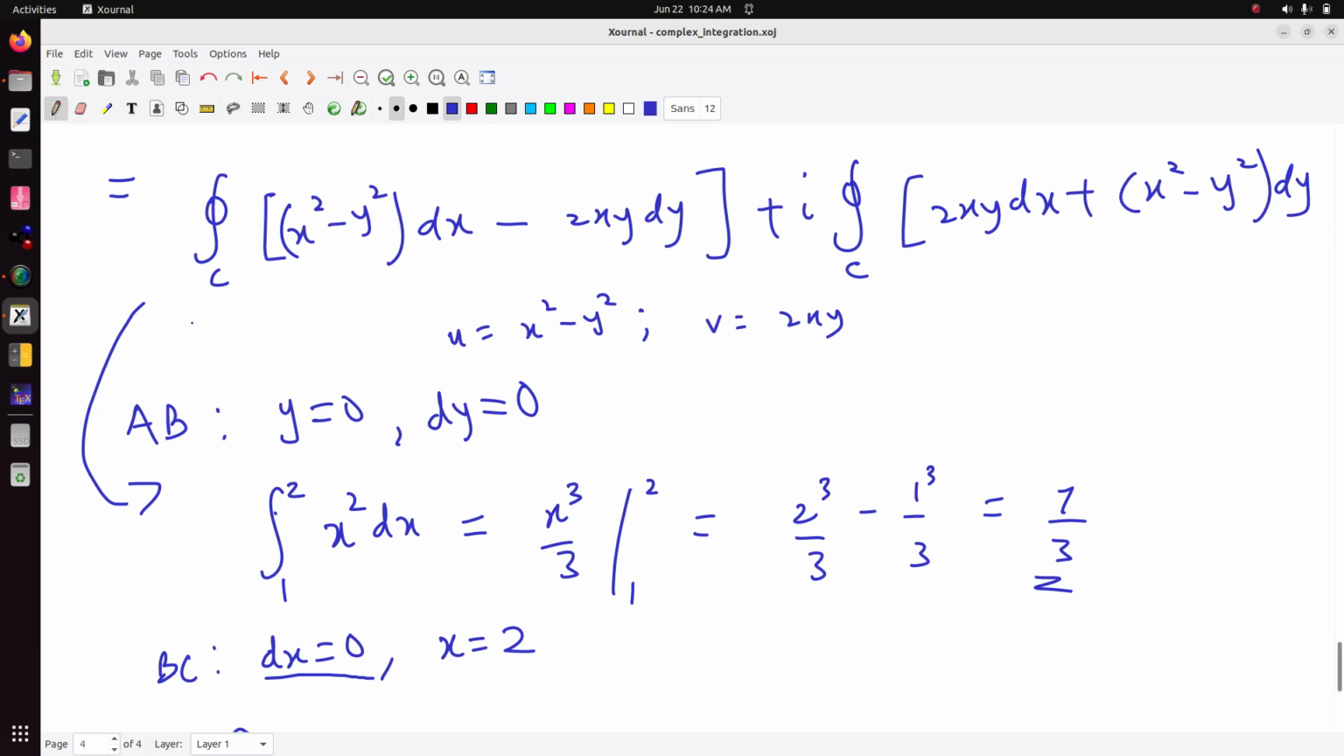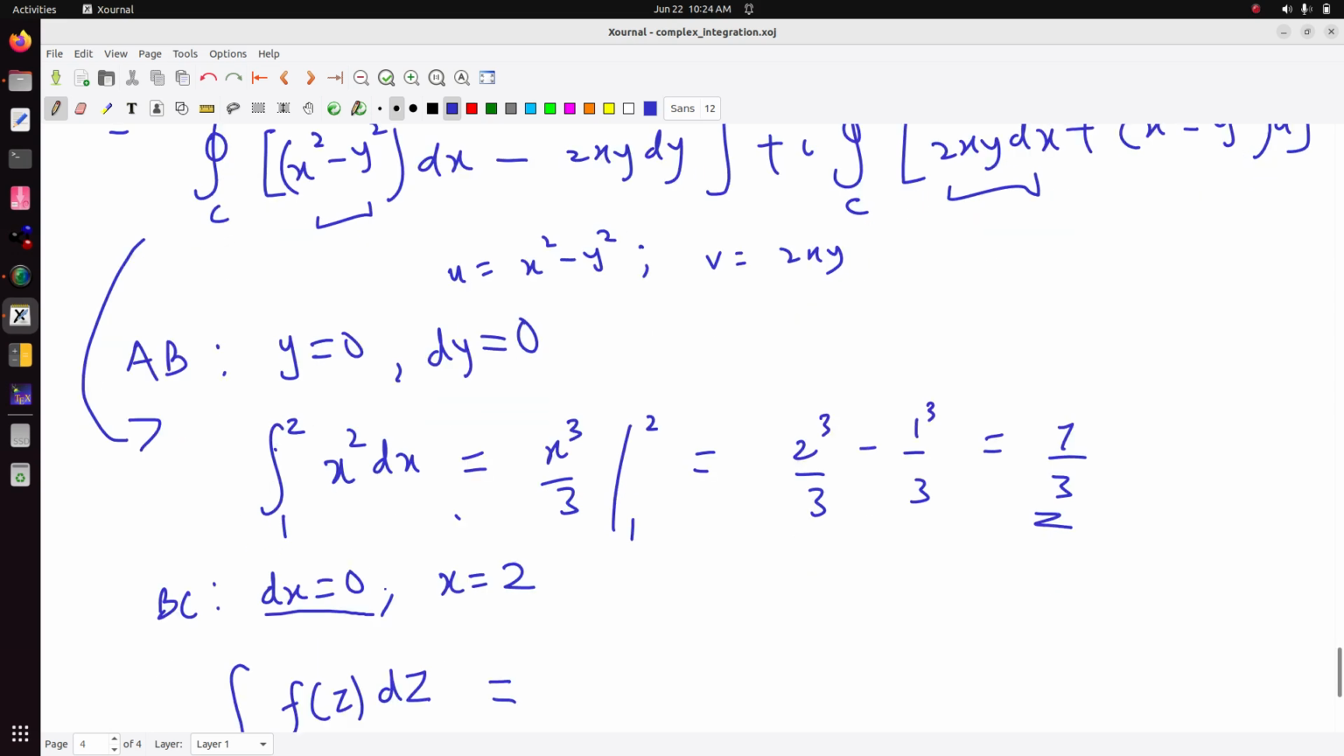Okay. So this term will go. It will be 0 because dx is 0. This term will also go. It will be 0 because the x is 0. So you will be left with minus 2xy dy, then plus i, x squared minus y squared dy. But x is 2. So if x is 2, this will be 2 squared, which is 4.